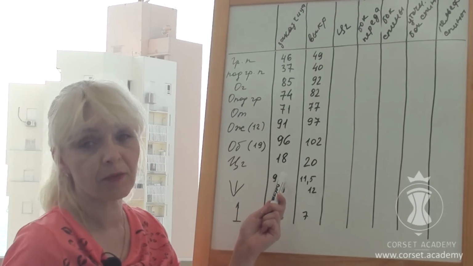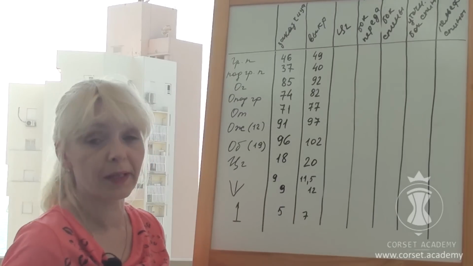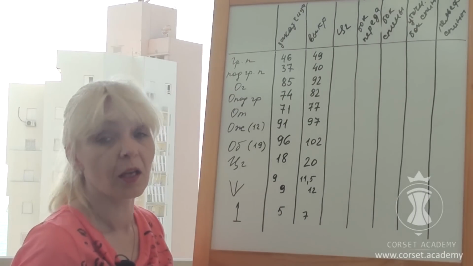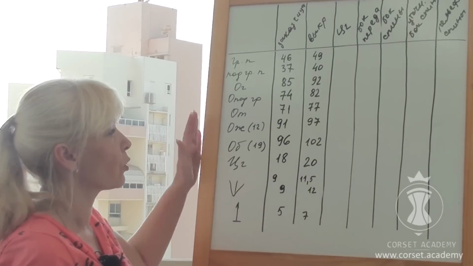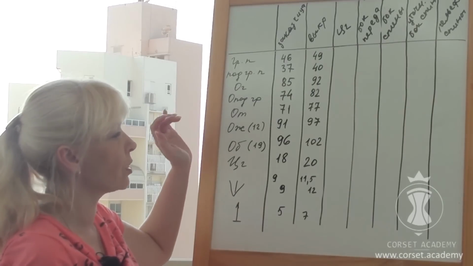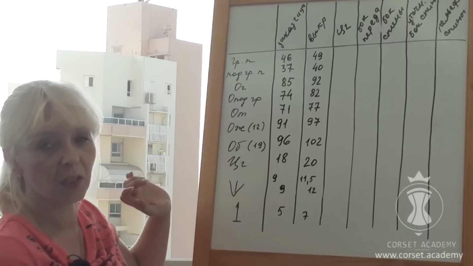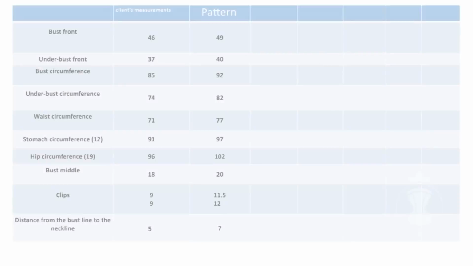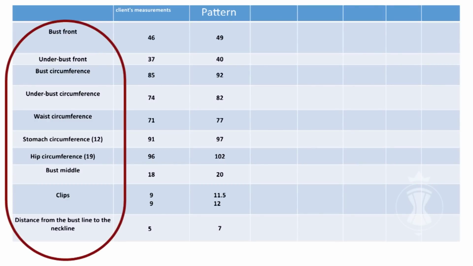There is an additional column in the table, bust middle. Since the bust middle measurement of the pattern does not coincide with the client's, the first column of the table contains the same key measurements which you need to take off the mock-up and off your client to adjust the pattern after her figure. They are bust front, under bust front, bust circumference, under bust circumference, waist circumference, stomach circumference.